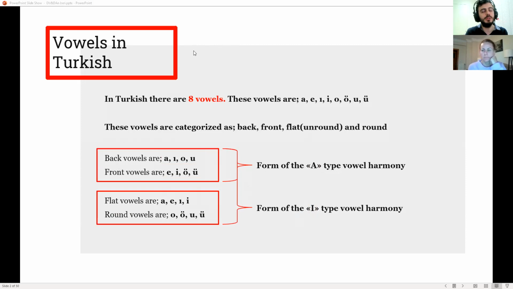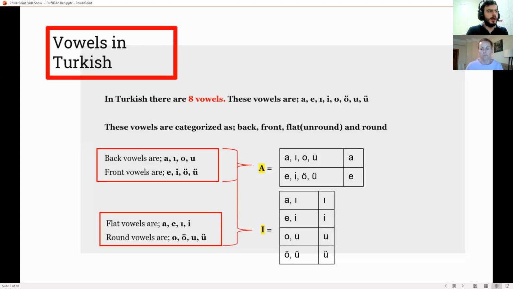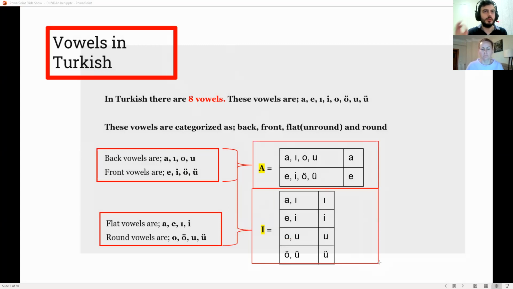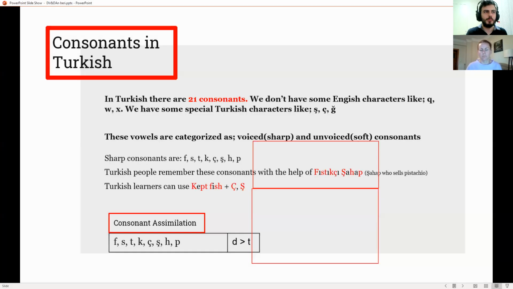As an A2 level student or an A1.2 level student, you should already know about these. This is the vowel harmony chart that we can learn about. This is the A-type one, and this is the I-type one. Today we are going to talk about both of them. That's why I'm showing it to you, just to give you a kind of schema so that you can remember the rule.